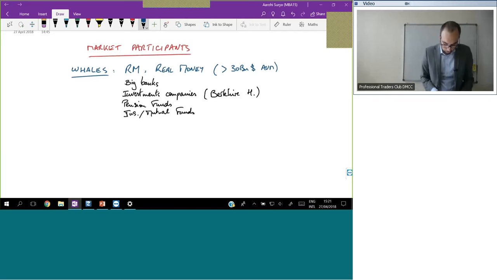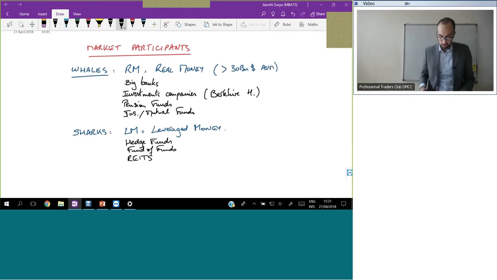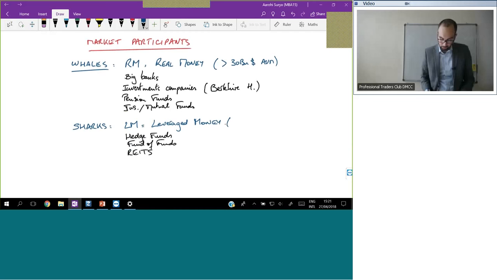The number two people are what I consider as the sharks. And the sharks will be the LM, also called leveraged money. Now, leveraged money players will be hedge funds, also fund of funds, real estate, investment, trust schemes, etc. Anyone who is operating at this level will actually work with more than $200 million. Obviously lesser than the $30 billion that I mentioned here.